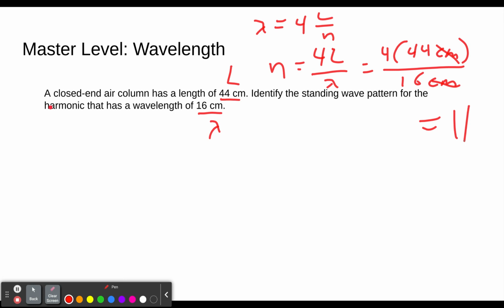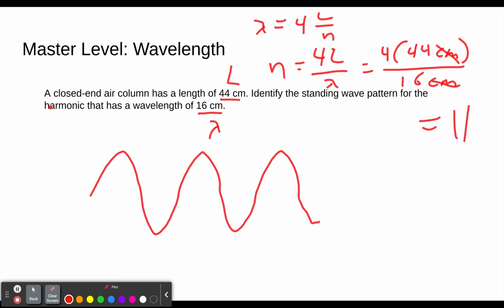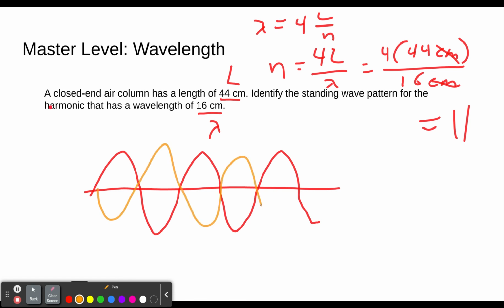Okay. So if we have the 11th harmonic, it means we're going to need 11 quarter wavelengths. And so that would be 1, 2, 3, 4, 5, 6, 7, 8, 9, 10, 11. Okay. Our equilibrium in here. If we put our alternating side, it would look like this. And that is what the wave setup would be inside of this closed air column.